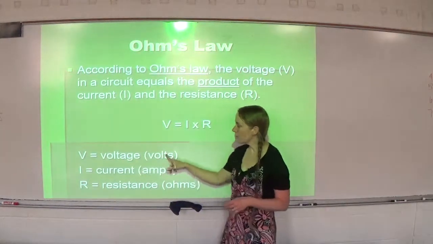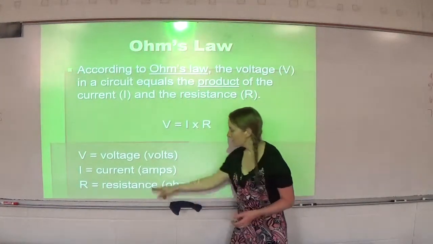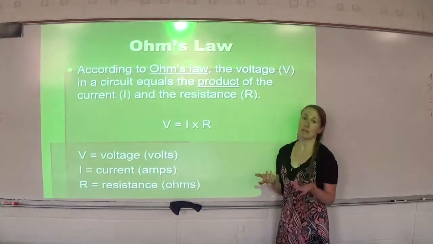And so remember, voltage is going to be in volts, or V. Current is going to be in amps, or a capital A. And resistance is going to be in ohms, or the omega symbol.